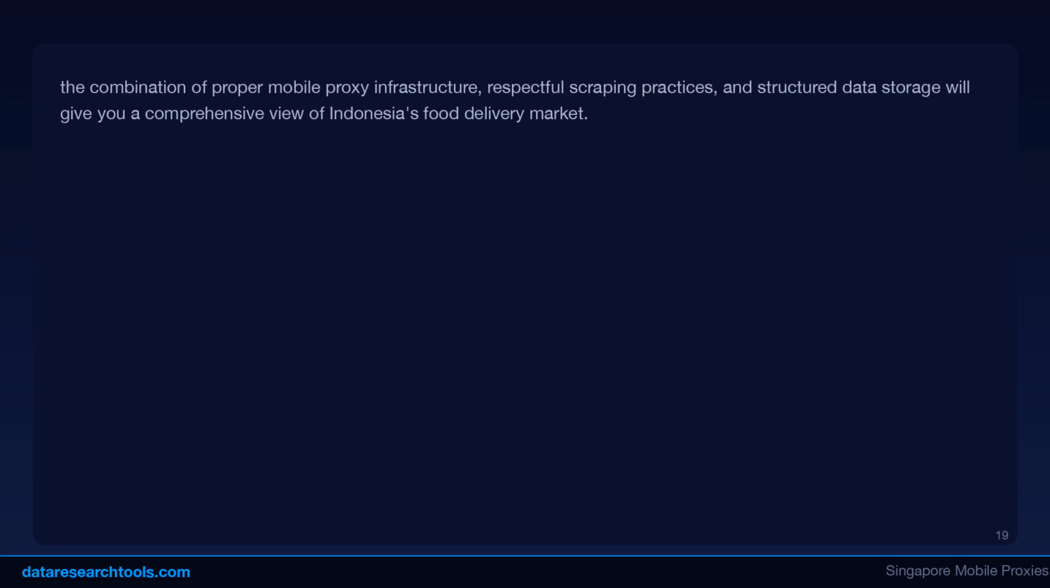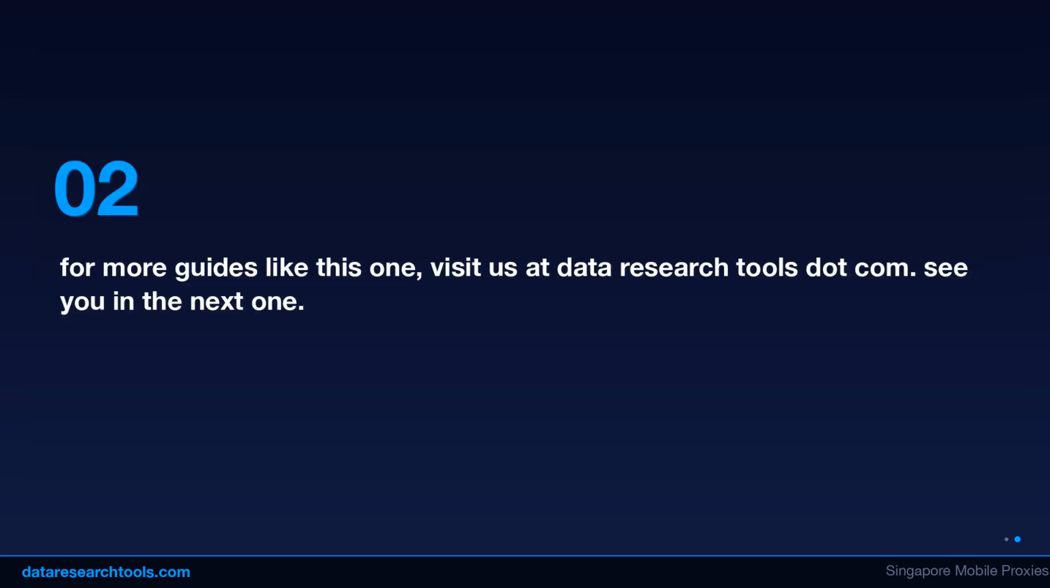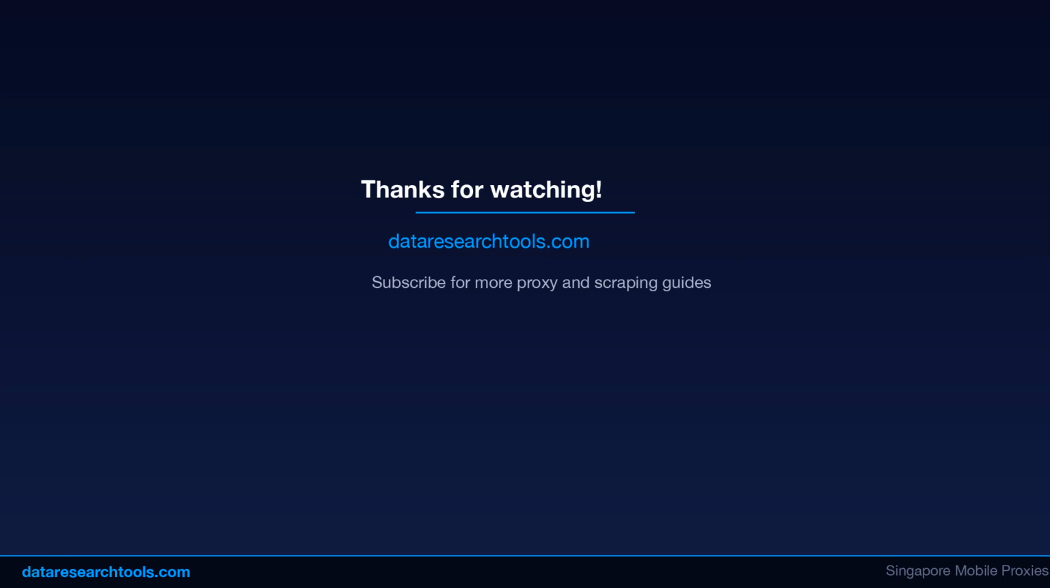Scraping GoFood at scale requires understanding Indonesia's mobile-first digital landscape and using proxy infrastructure that matches the platform's expectations. Data Research Tools, mobile proxies on Indonesian carriers, provide the authentic network identity needed to collect GoFood data reliably. Start with a single city like Jakarta, build out your data pipeline, validate the quality of collected data, and then expand to additional cities. The combination of proper mobile proxy infrastructure, respectful scraping practices, and structured data storage will give you a comprehensive view of Indonesia's food delivery market.